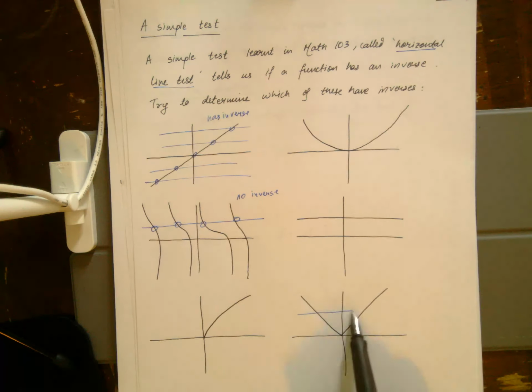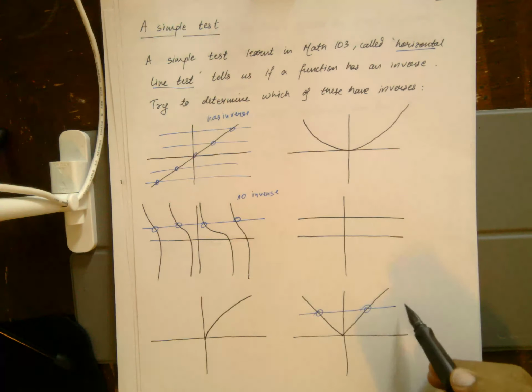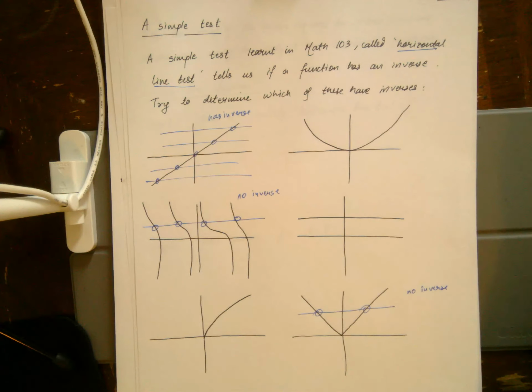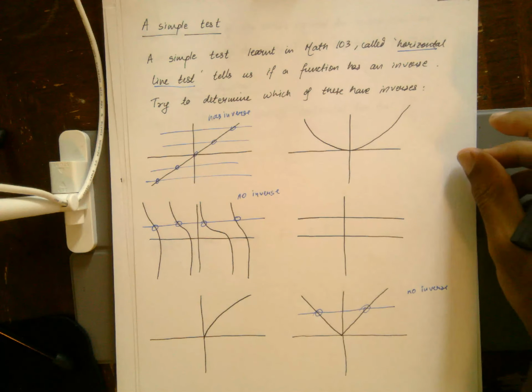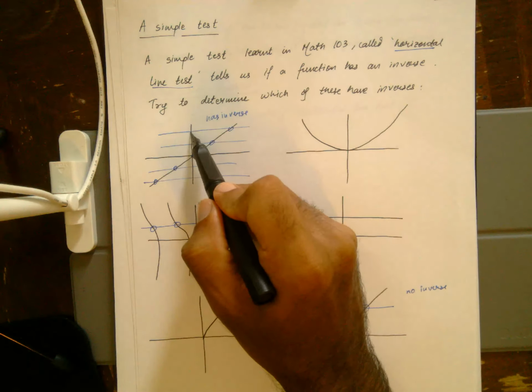Similarly, this function here, which is the absolute value function, has no inverse because it has 2 points of intersection. So why does this test work? If you think about it, drawing a horizontal line is basically specifying an output.